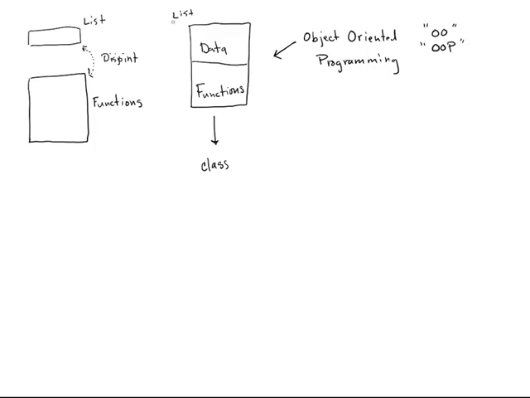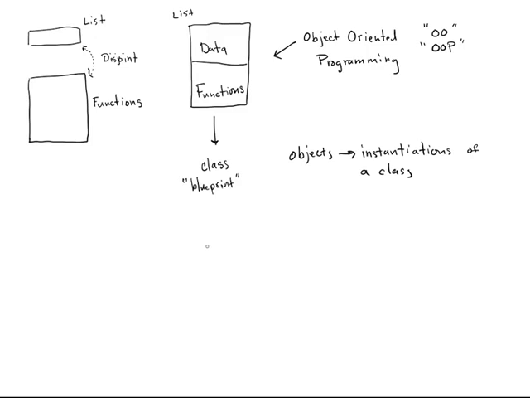When we talk about specific instances or specific variables of lists, we call those objects. So objects are instantiations of a class. So you can think of a class as like a blueprint, which defines the layout of the data that it is representing.